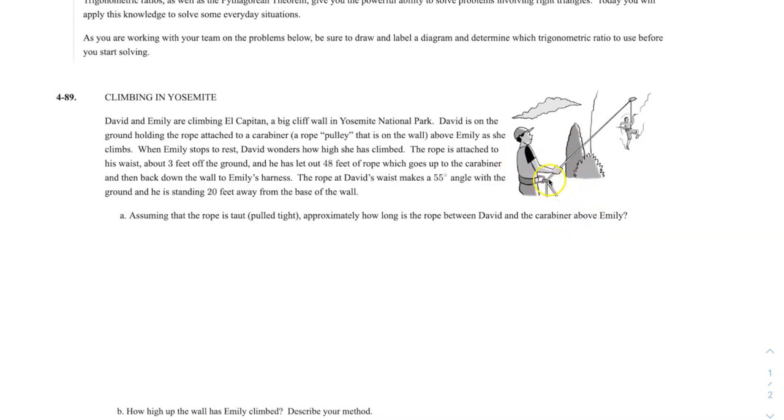So now remember, if we make a triangle out of this, the rope goes even past this. The rope is all this from there to there. And pulled tight means it's a straight line. So let's make a triangle out of this. Remember, this is 55 degrees, and we know for sure the bottom here is 20 feet. Now, there's some extra stuff here, like we know we're about 3 feet from the ground.